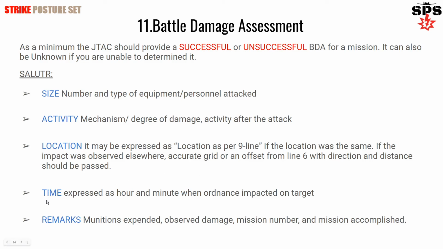Then you give the time in Zulu, so it's expressed in hours and minutes, and remarks are just if you needed re-attack, the munition that you expended, which is usually the pilot will know that, the mission number, all that stuff, and if the mission is successful or unsuccessful, you can mention that here.